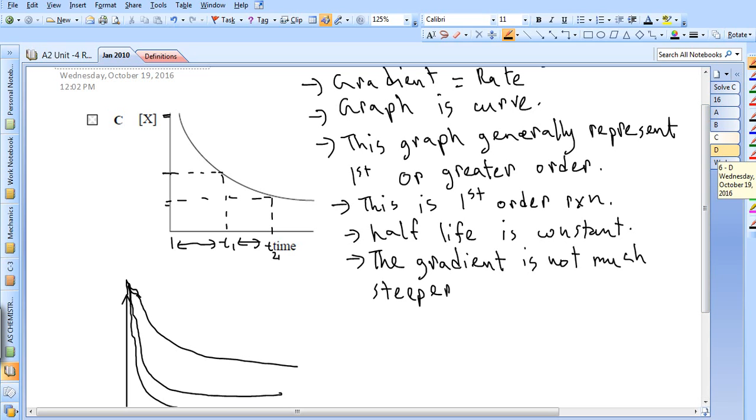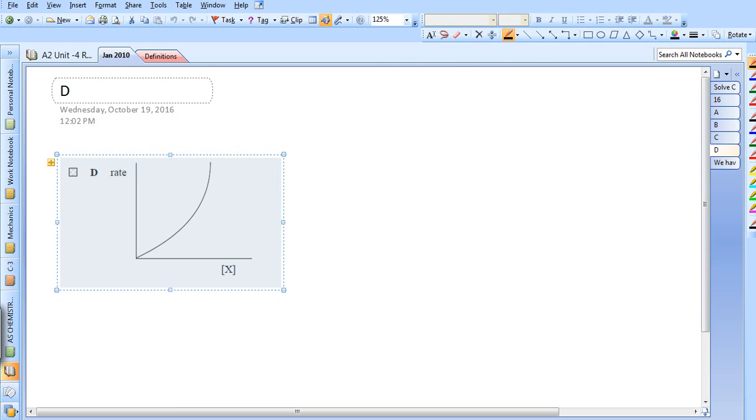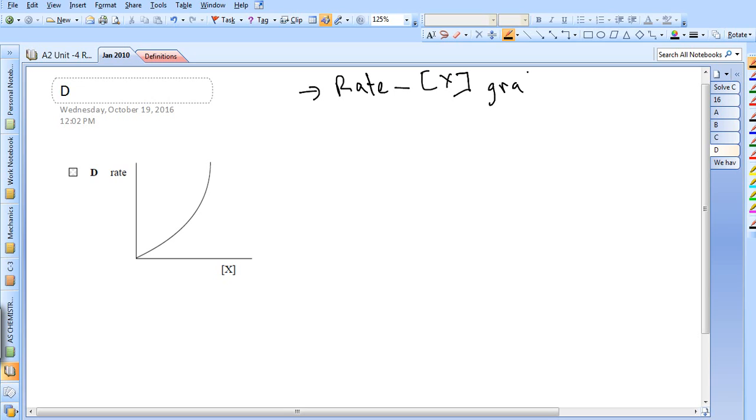So now let us move on to D. Let us check what would be the graph for D. So this is rate versus concentration of X graph. The gradient will be insignificant over here. The gradient doesn't mean anything over here, the gradient is not important here. What is important is the shape of the graph.